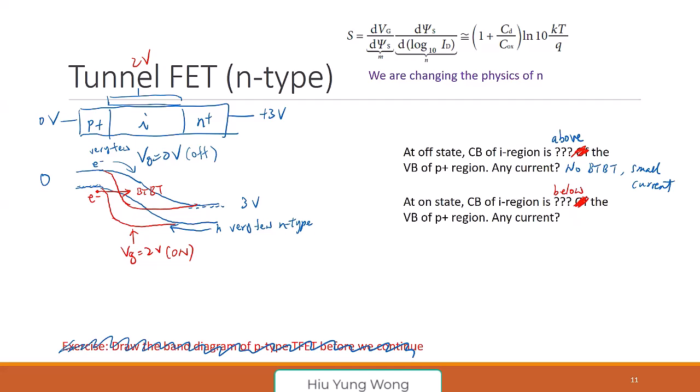So do we have current? Yes. A lot of band-to-band tunneling.